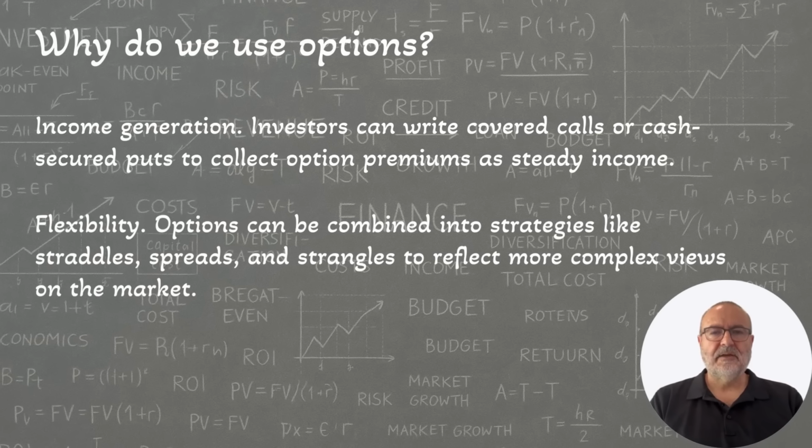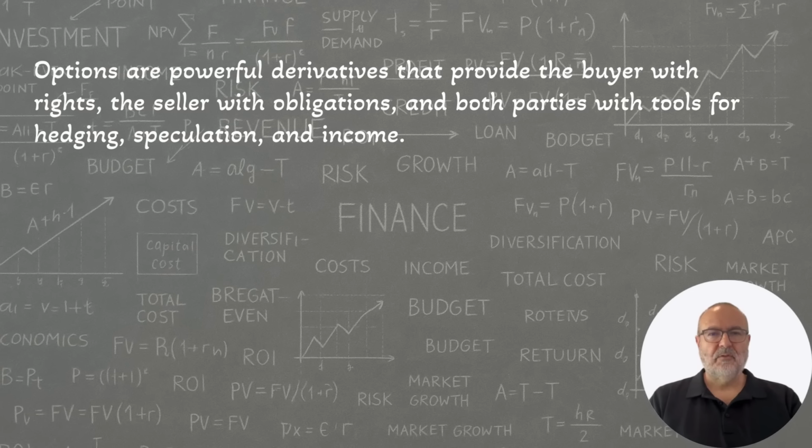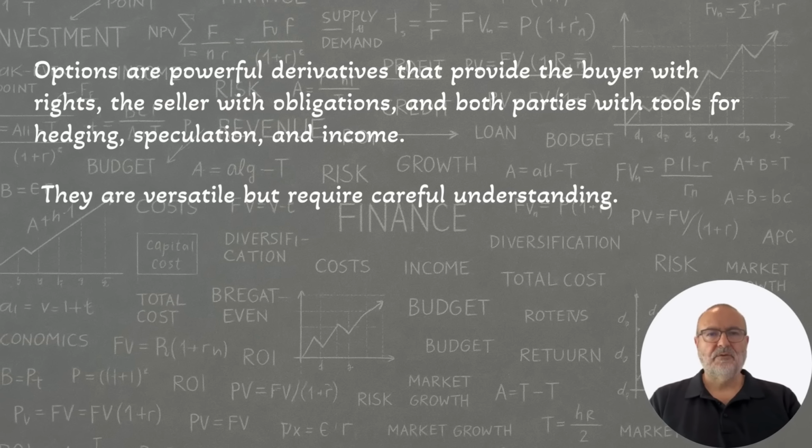Finally, flexibility. Options can be combined into strategies like straddles, spreads, and strangles to reflect more complex views on the market. In summary, options are powerful derivatives that provide the buyer with rights, the seller with obligations, and both parties with tools for hedging, speculation, and income. They are versatile but require careful understanding.